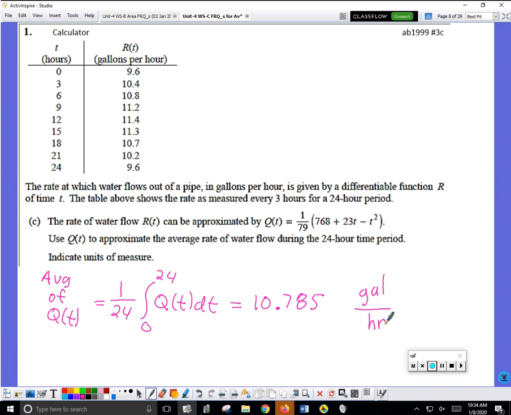So, please. How did we get 10.785? You pick up your calculator and do this on your calculator. You plug in Q, because here's your formula for Q. What you'll end up doing is put this in Y1, and then just do the integral of Y1. This is just part of your calculator, remember? So you're going to do dx.